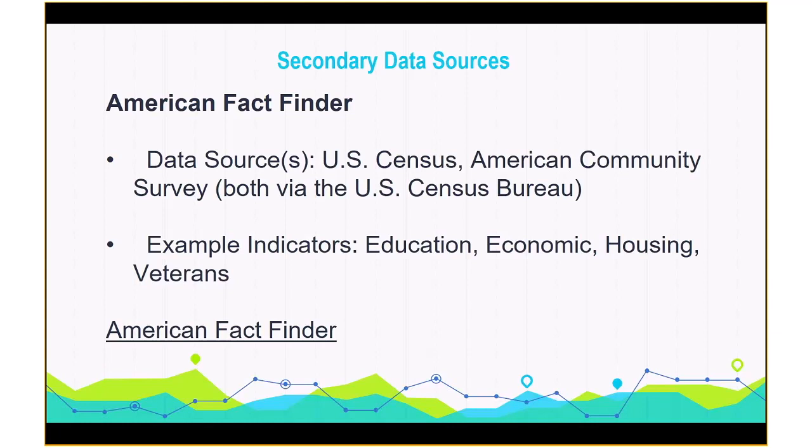The information in the ACS is used to make estimates for a county, city, or state, and the information that is collected is much more in-depth than just the demographics that are collected from the decennial census. Example indicators that you would be able to obtain from these data sources are education, economic including poverty, housing information, and information on veterans.